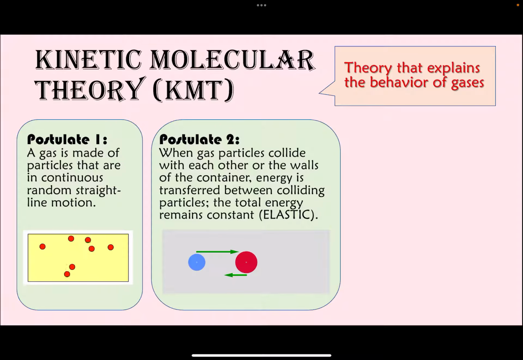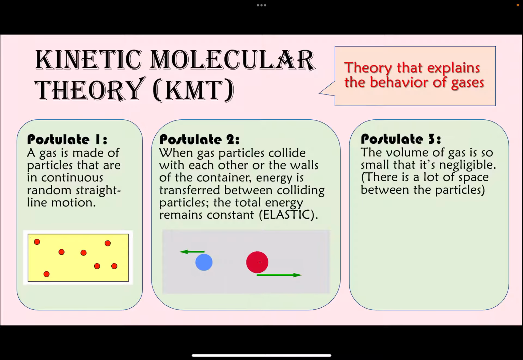The second postulate says that when particles collide with something, either with each other or the walls of the container, then they transfer the energy between the particles. But the total energy remains constant. This type of collision, where the energy is transferred but the total energy still remains constant, is called an elastic collision. So gas particles always have elastic collisions, according to kinetic molecular theory.